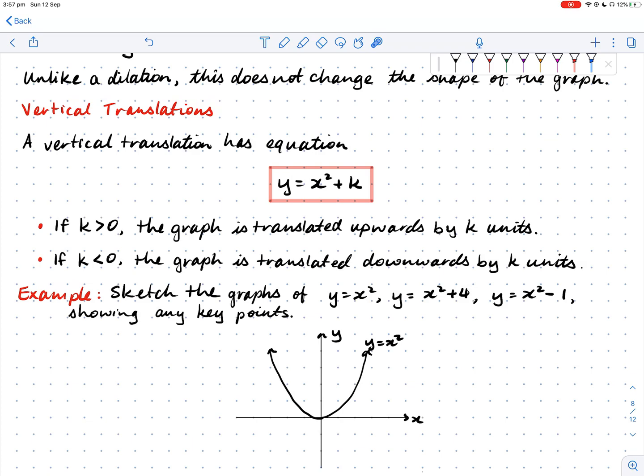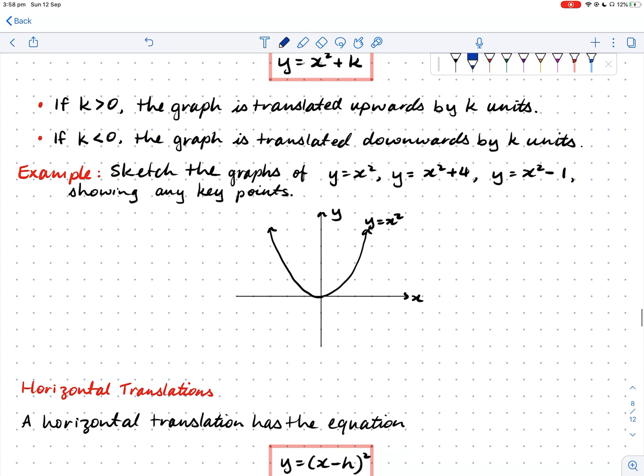So if I have y equals x squared plus 1, what that means is when we're starting with x squared, all the y values are going to be 1 unit above the original. Whereas if it's a negative, so if I have y equals x squared minus 2, if I were to draw out a table of values, then all the values will be 2 steps below. So you can see that the k value will tell you exactly how much you're going up or down.